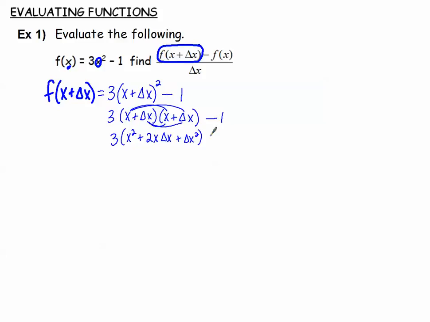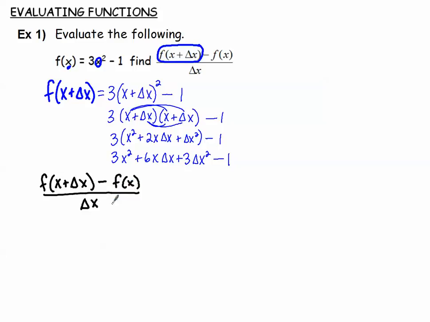Let's put the 3 that's in front and the minus 1 at the end. Now we'll distribute the 3. 3x squared plus 6x delta x plus 3 delta x squared minus 1. Now let's go plug this into our difference quotient. So ultimately, what we want to find is f of x plus delta x minus f of x all over delta x. Well, the f of x plus delta x part we already did, so we'll replace it with everything that we got from up here.